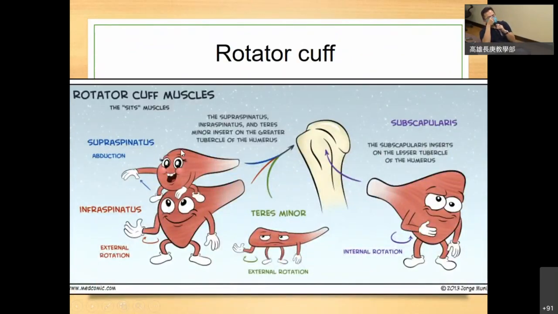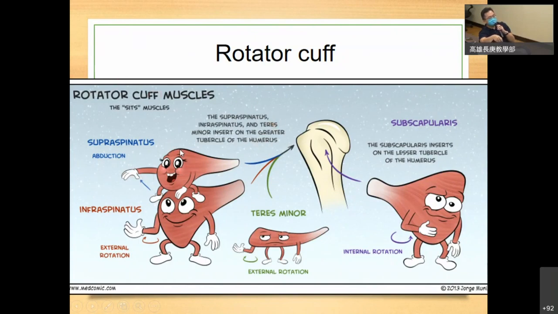Every muscle has its functions to move the shoulder joint. If we do some movement, or maybe lift our shoulder, it will induce pain. Or if I internally rotate my shoulder, I will feel increased pain. So maybe there is some lesion of the rotator cuff, and more specifically, you should know which muscle is injured.